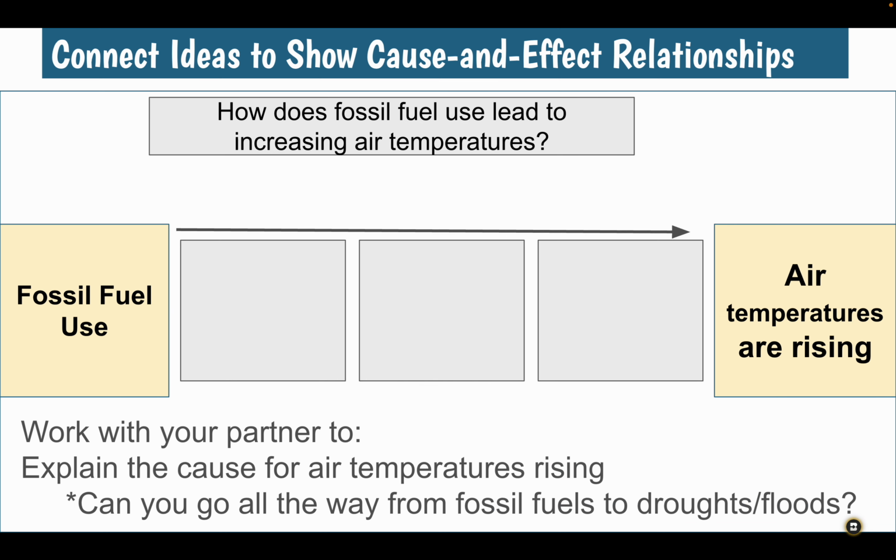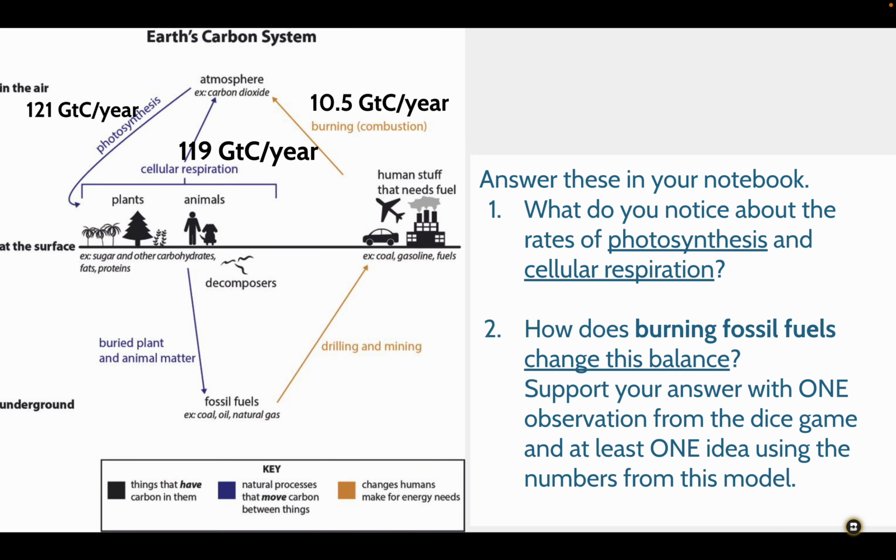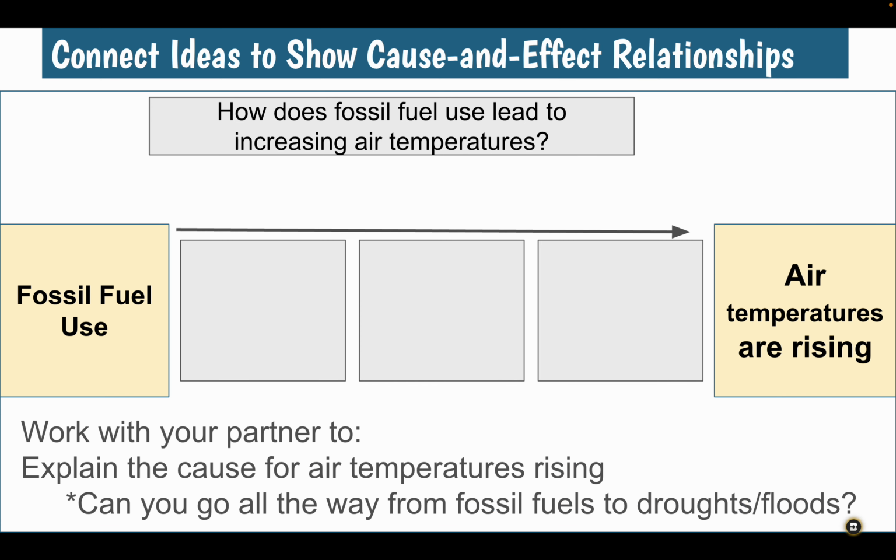Once you're done with thinking about the numbers on our carbon system model, you can go ahead and cut out your squares and finish up your cause and effect relationship flowchart. Now we have the whole flowchart from fossil fuel use all the way over to air temperatures rising all the way to both floods and droughts. Feel free to come check with me if you'd like to see the order of events from fossil fuels to air temperatures rising, but this is how you're going to wrap up your class time today.